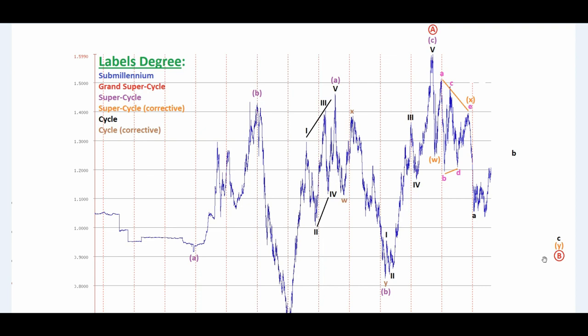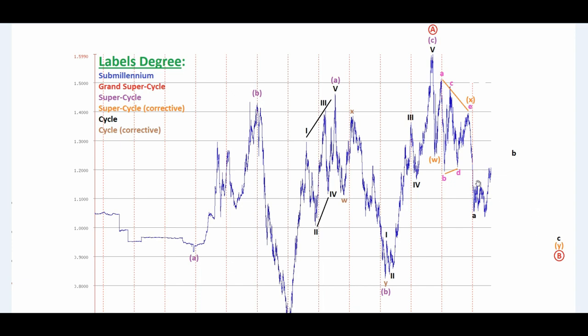This is the wave count behind it. The wave count is telling me that Euro US dollar could have more downside. However, it's bullish right now. So let's just take a closer look.